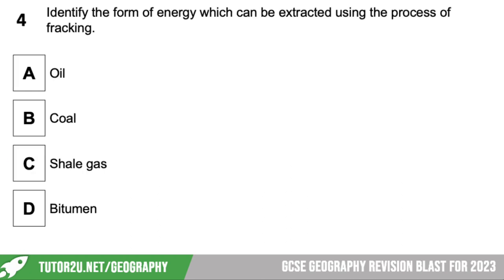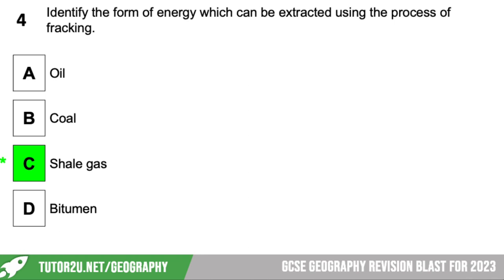Number four, identify the form of energy which can be extracted using the process of fracking. Is it A, oil, B, coal, C, shale gas, or is it D, bitumen? Okay, let's reveal. It is shale gas, so it's a gas that's stored in rocks.